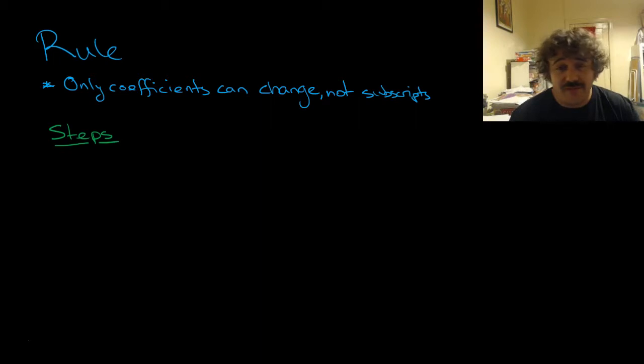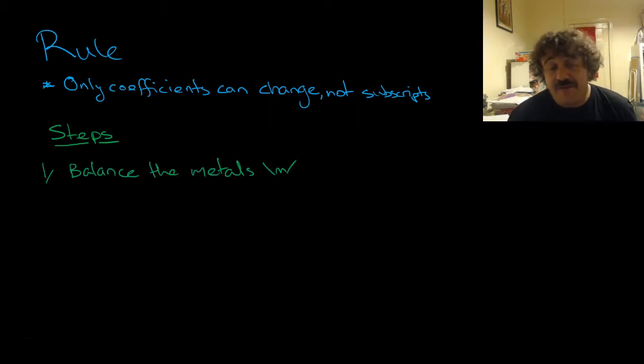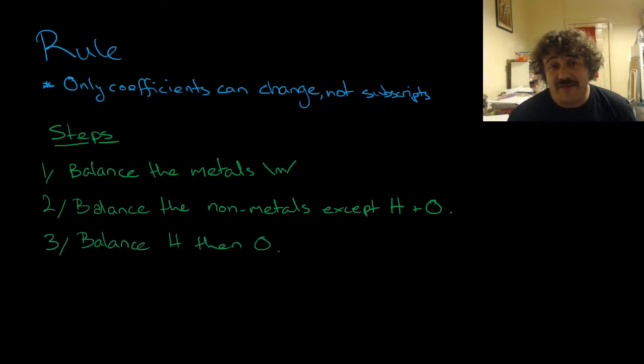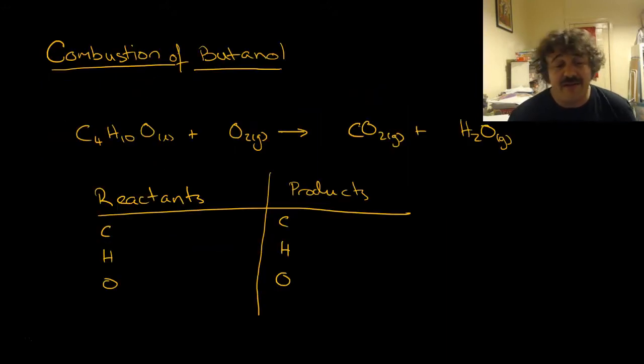Okay, so there's some pretty simple steps. If you know these steps, you're all golden. You can do really hard ones, really simple ones. First, you balance the metals, okay? Then you balance the non-metals except hydrogen and oxygen. Then you balance hydrogen and finally oxygen. And if you do that, it's going to be super easy. So let's have a quick look. Here's our order: metals, non-metals, hydrogen, oxygens.